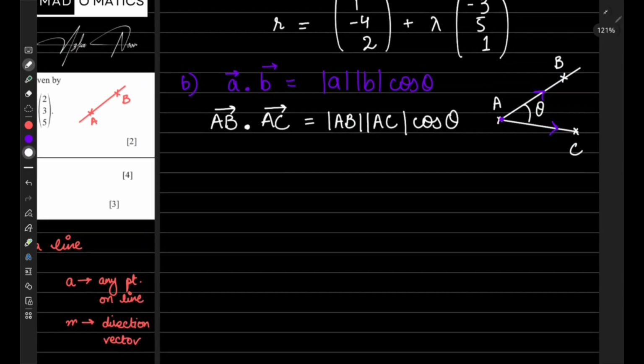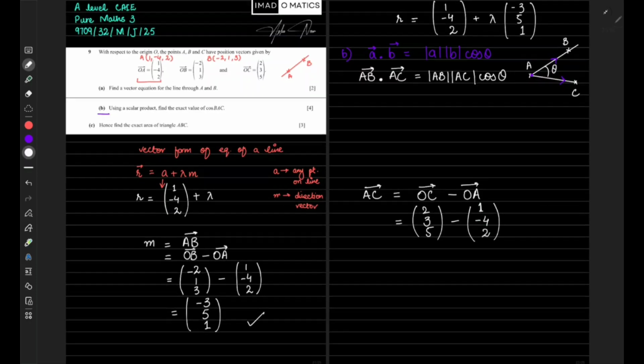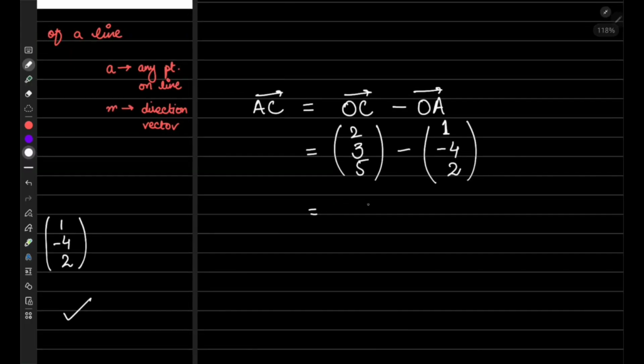Now we have already found the vector AB. We also have to find AC, so let's find it somewhere here. AC will be OC minus OA. OC is given to be (2, 3, 5) minus OA, which is (1, -4, 2). Subtracting them will give you 1, 3 plus 4 is 7, and 5 minus 2 is 3.